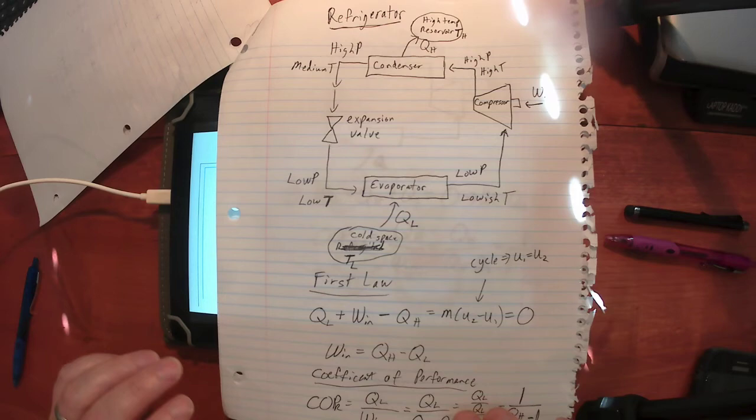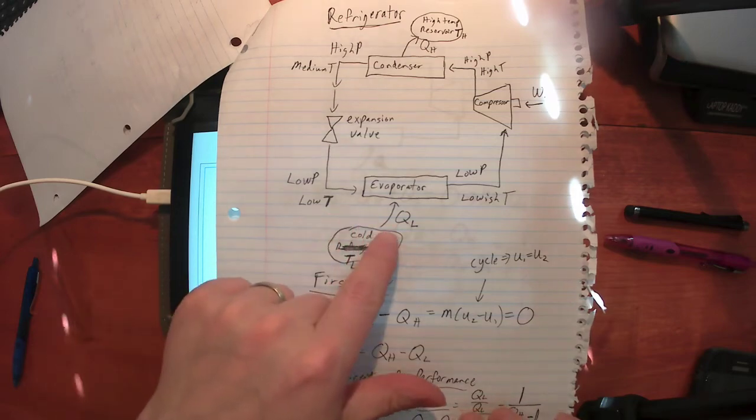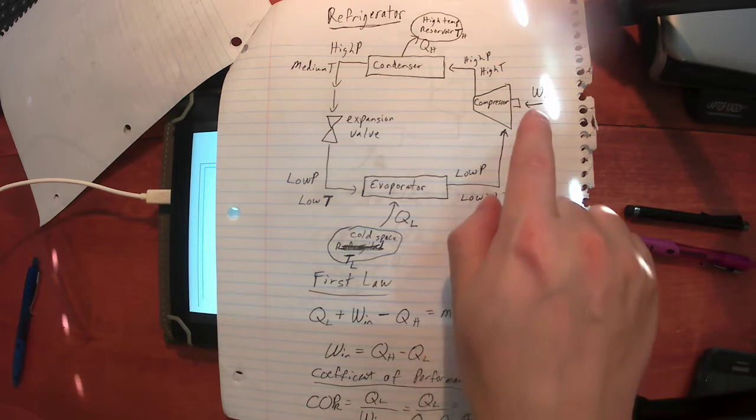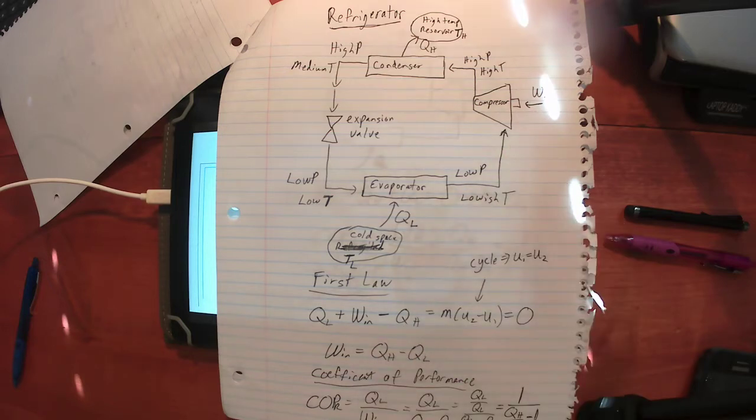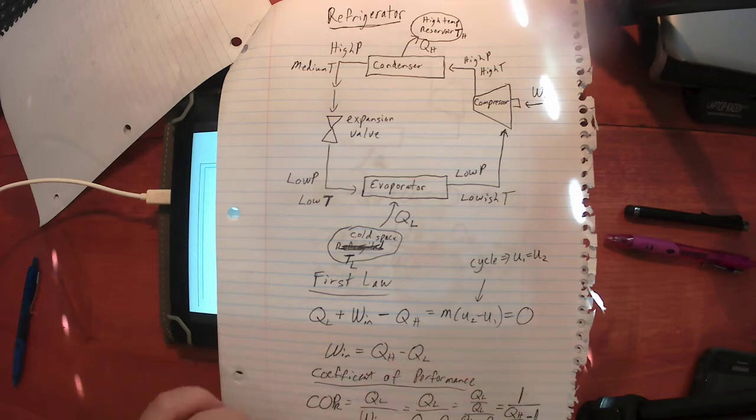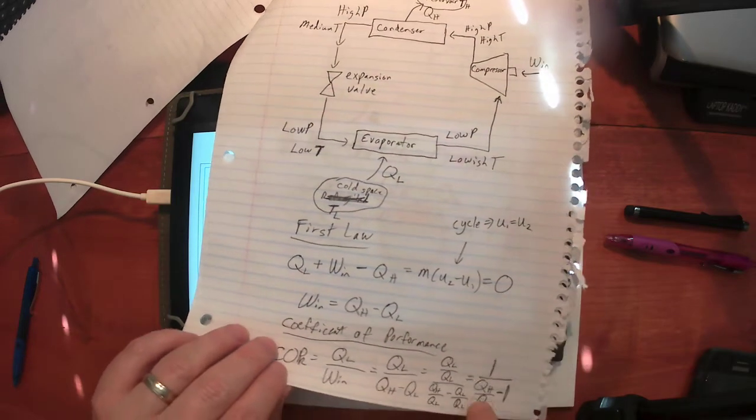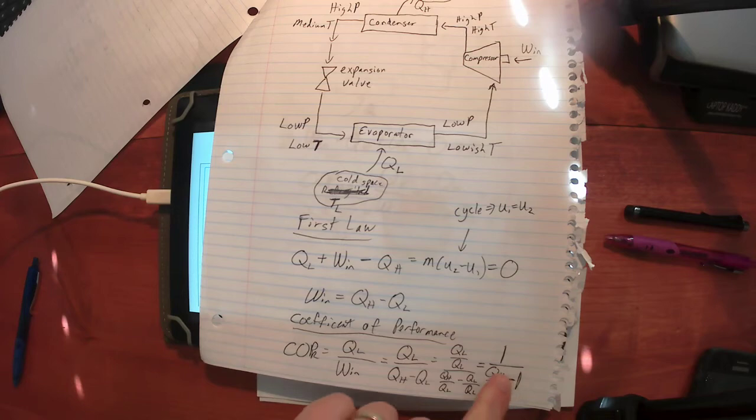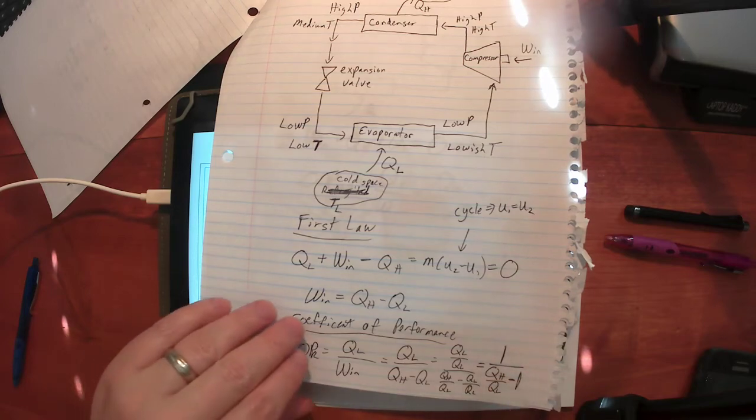We also talked about the refrigerator, a device that removes heat from a low temperature source and rejects that heat to a high temperature source, and does so by consuming just a little bit of work. First law, work in is equal to the net heat out, and the coefficient of performance for a refrigerator is what you want, the heat from the low temperature source, divided by the work in, and we can massage that into 1 over QH over QL minus 1.